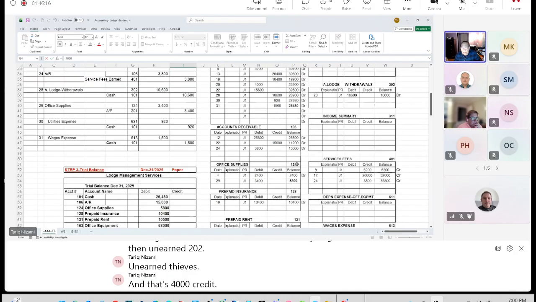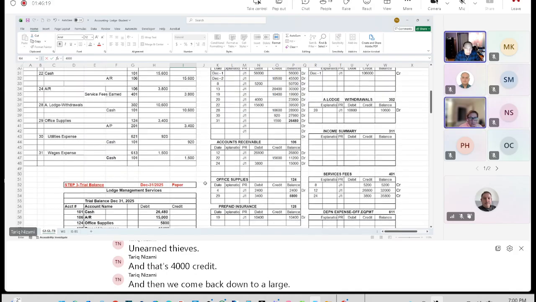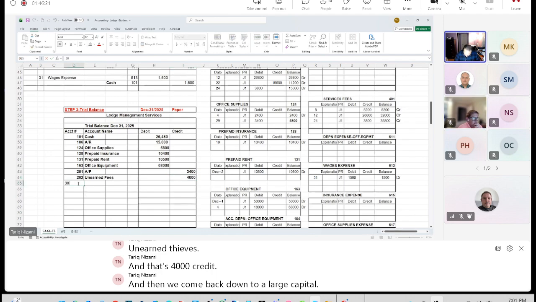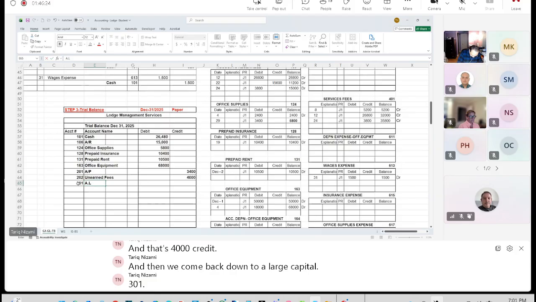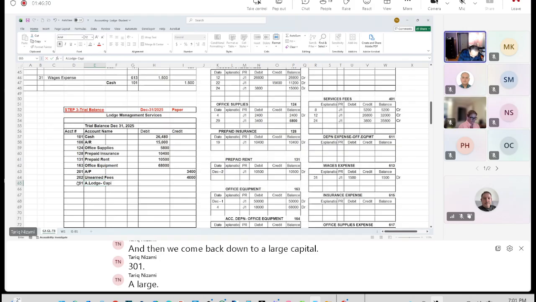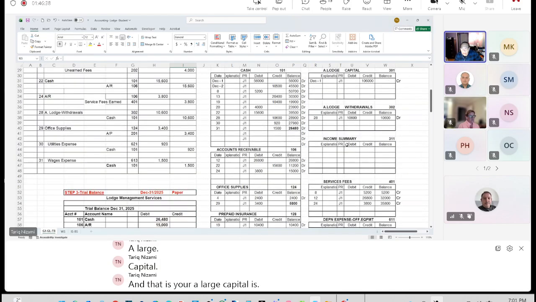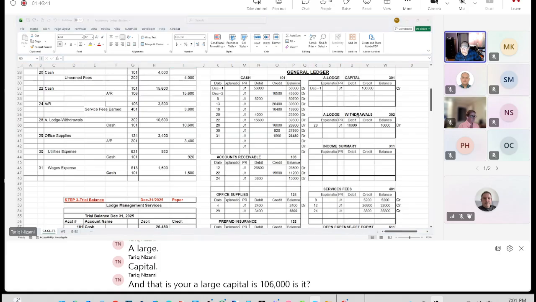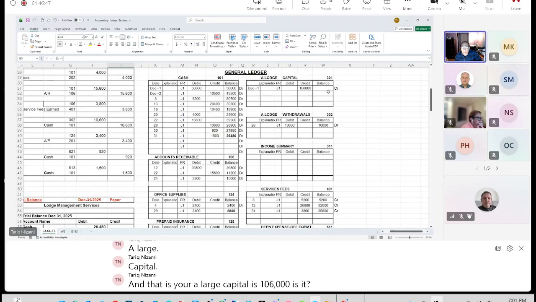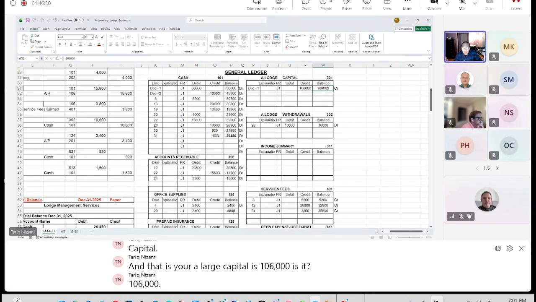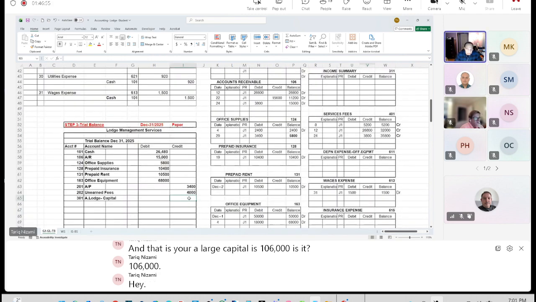And then we come back down to Alarge capital, 301, Alarge capital, and that is your Alarge capital is 106,000, is it? $106,000. Okay. So 106,000.